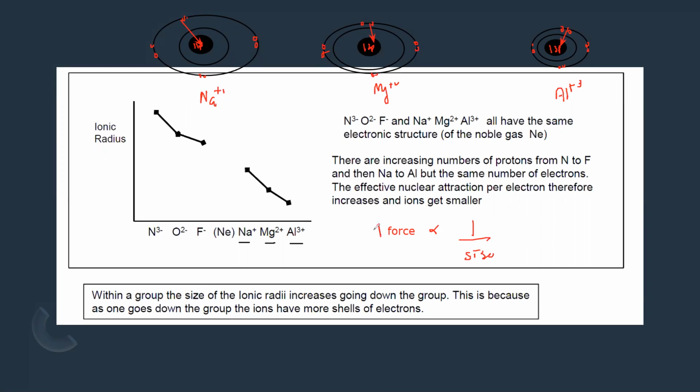So that's the reason in the case of aluminum, 13 protons are attracting the same number of electrons in the second or outer shell. So the size of the aluminum ion will be smaller when you compare these isoelectronic ions. Is this trend clear?